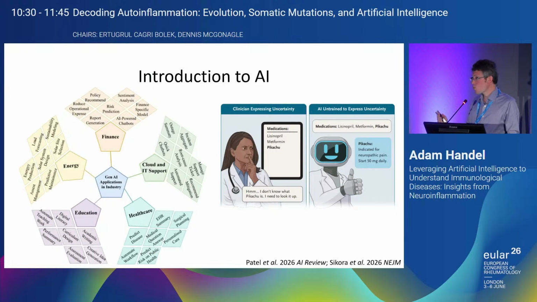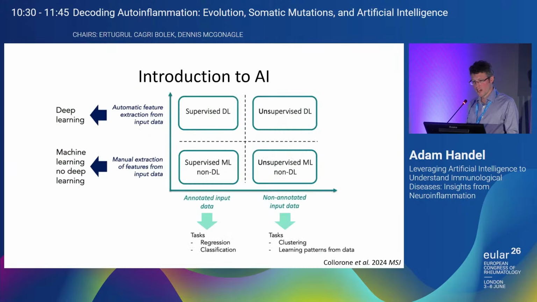It may not be the answer that you want, and so you need to make sure, as shown in this example from the New England Journal a little while ago, that it can actually express appropriate degrees of not knowing something before it can be used in medicine. There are a few different divisions that you can make amongst artificial intelligence approaches.